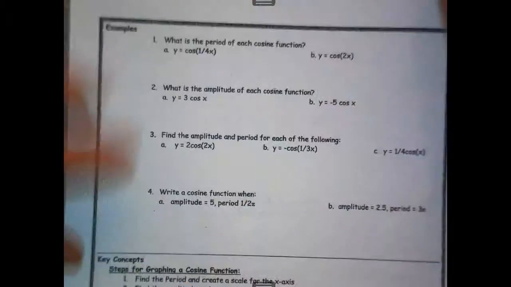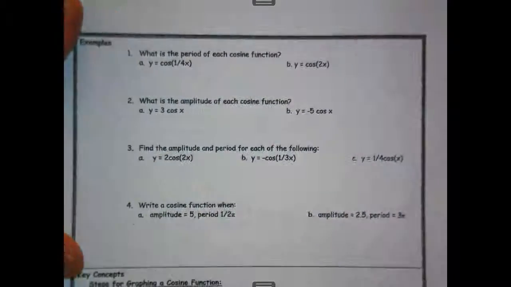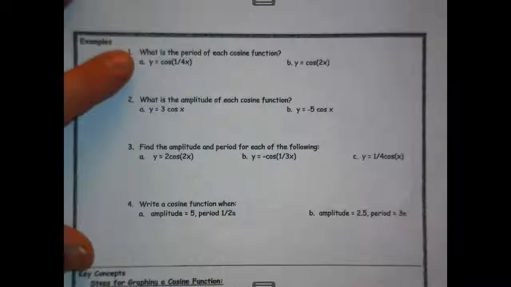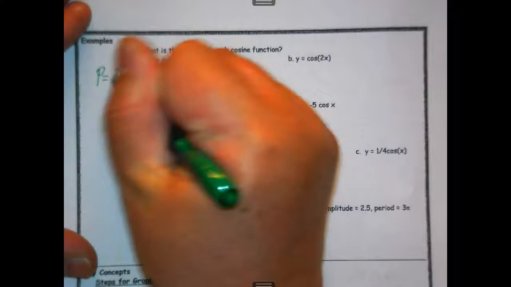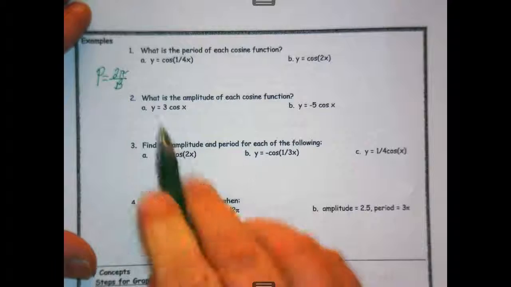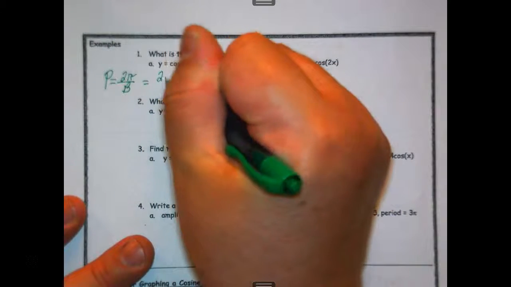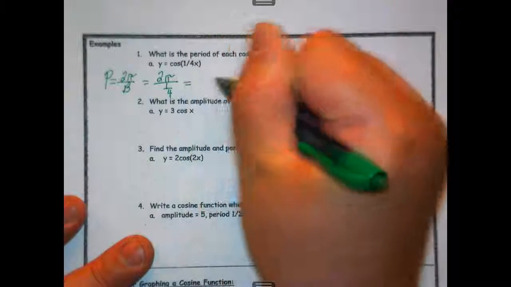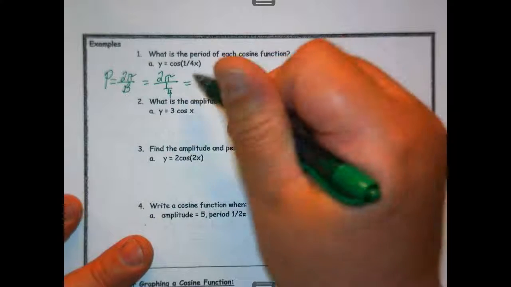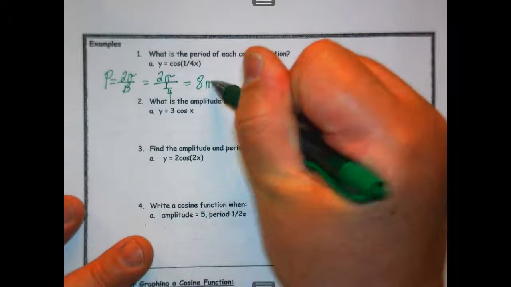All right, let's do a couple of reviews. What is the period of each cosine function? Period equals 2 pi over b. Okay, what's my b in this problem? 1/4. 2 pi over 1/4, which equals, flip the fraction and multiply, 8 pi.